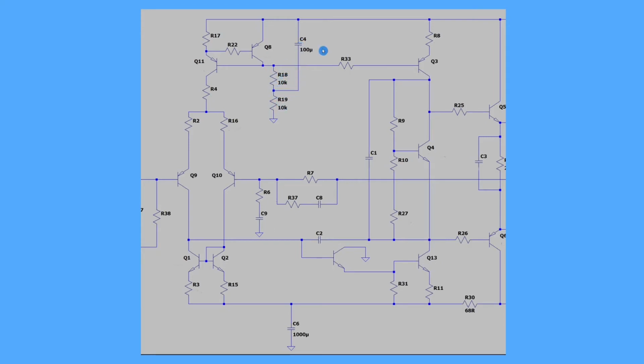So these are not in the supply rail, but they're actually giving a filtering element onto the base of that current source transistor. So that takes care of any ripple on the positive rail, and that's really the reason why you generally don't see an RC filter on the positive rail. Some amplifiers do, it just depends on the architecture that they use.